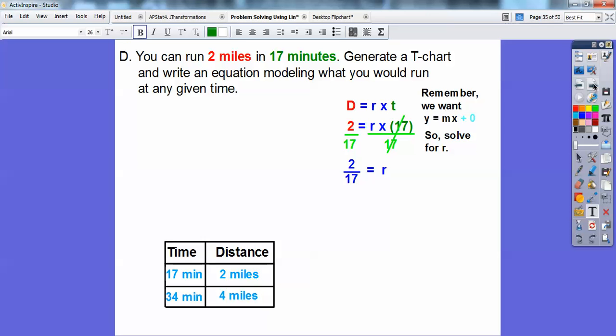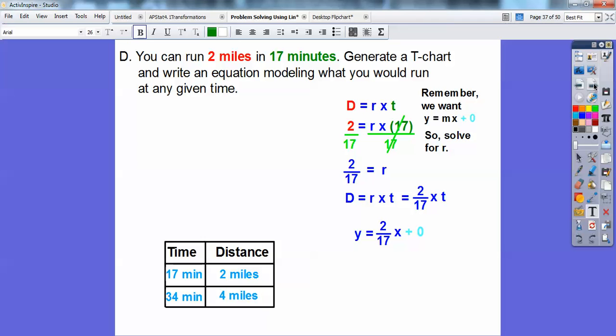Okay, 2 seventeenths. Now, r is 2 seventeenths. That goes right there. So my equation is going to be distance equals 2 seventeenths times time. So there it is right there. Distance equals rate times time, where rate is 2 seventeenths, that goes right there, times time. All right, so there's my y equals 2 seventeenths x.